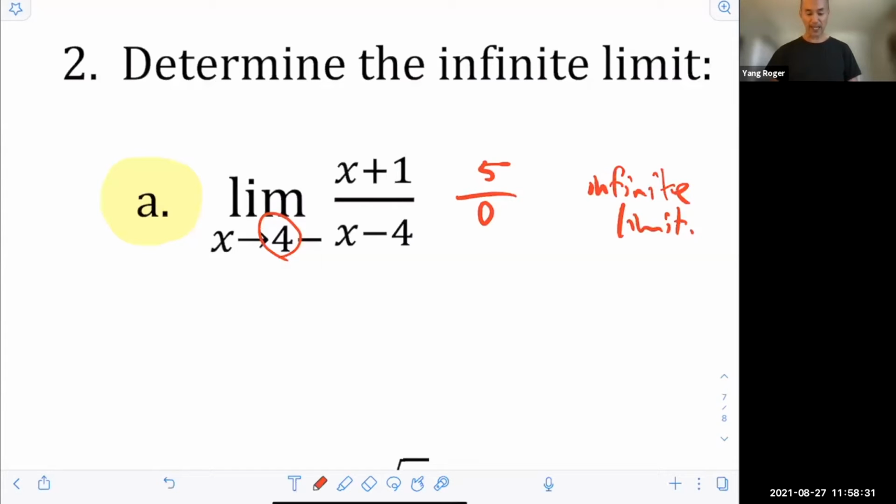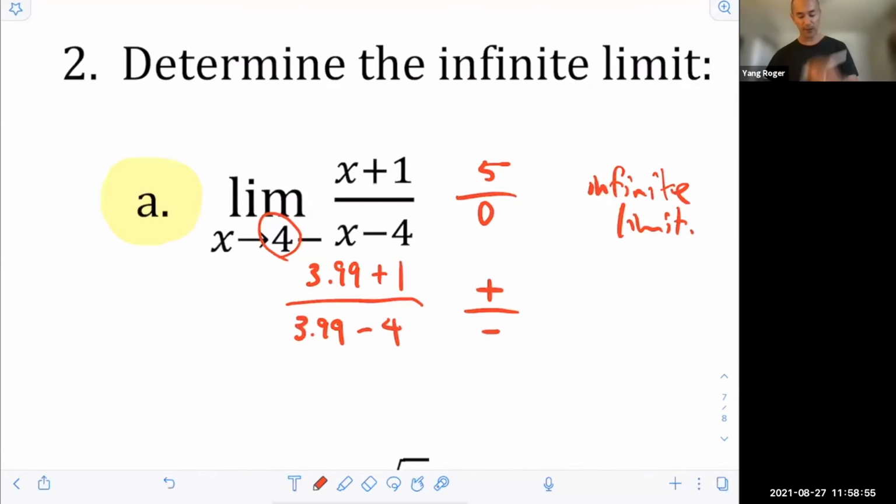if I'm plugging in a number that's a little bit less than 4, that's like I'm plugging in 3.99. So if I have 3.99 minus 4 on the denominator, if I have 3.99 plus 1 on the numerator, what are the signs going to be? Well, the numerator is going to be positive. The denominator is going to be negative. So I think this is going to be negative infinity.